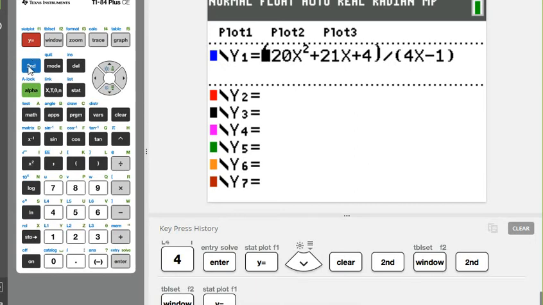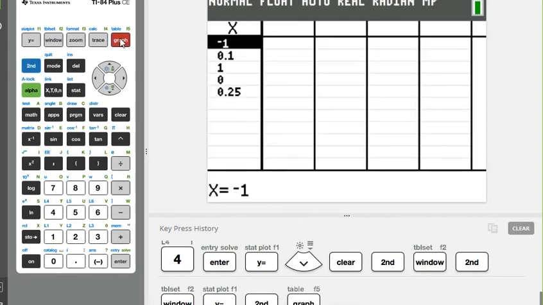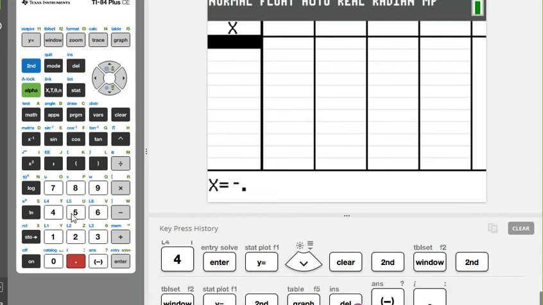To get to the table where you actually test the points, kind of like what we were doing with Desmos, you hit the second key, then the graph key. If there are some old numbers here, you can delete them. So let me just delete those. One of the numbers I wanted to test was -0.5. When you type in a negative number, don't use the subtraction key. Use the opposite key on the bottom of the calculator.